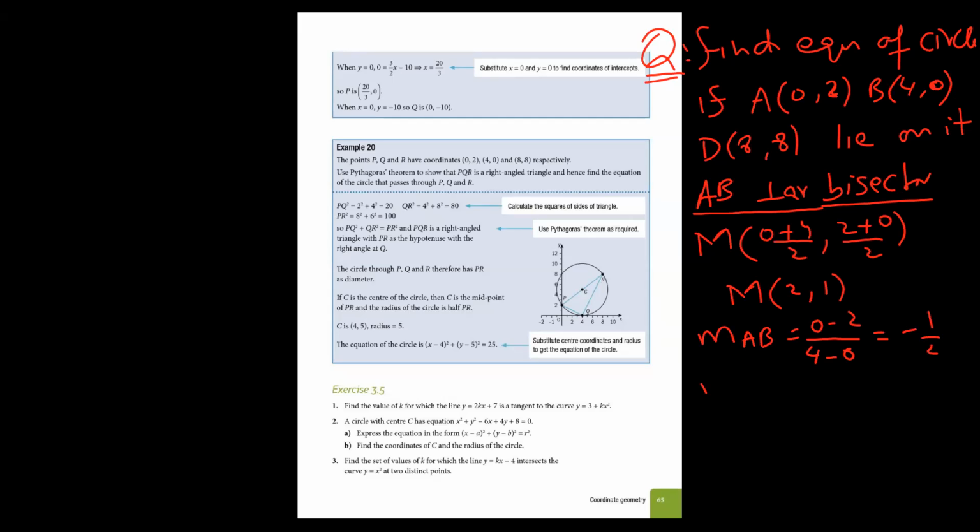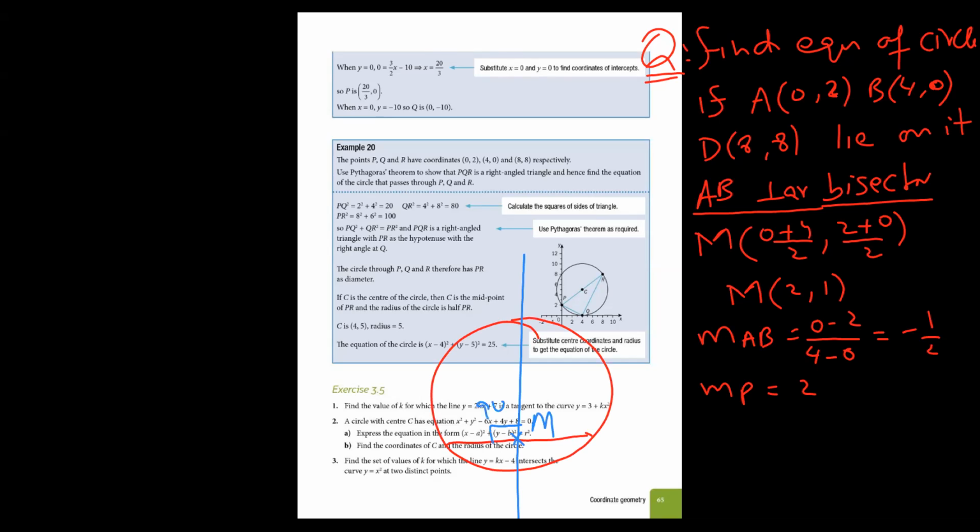Now I find the gradient of the perpendicular. It turns out to be positive 2. Use this point and this gradient to find the perpendicular, because you know it. When we have it like this, this blue line is called the perpendicular bisector. This is M, and use a 90-degree angle here because you know it very well.